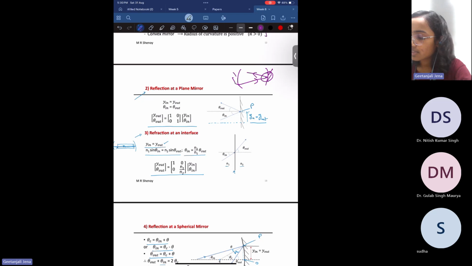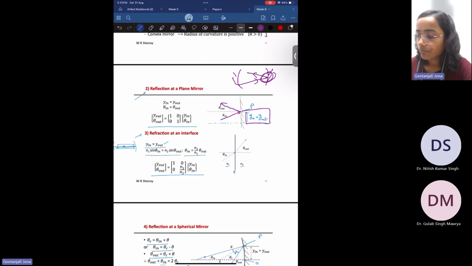So if you are considering reflection, then reflection is occurring at a point, right? At a point at the mirror surface M2. That means both the incident ray and the reflected ray, the y in and y out for these cases, are the same because they are occurring at a point. So we'll take y in is equal to y out. And theta in is always equal to theta out because this is the angle of reflection. Whenever it makes an angle theta in with the normal, then the angle of reflection will be equal to the angle of incidence. So theta in will be equal to theta out. So for this, you can see the matrix is nothing but 1 0 0 1, acting on y in, theta in. So this is for the reflection.